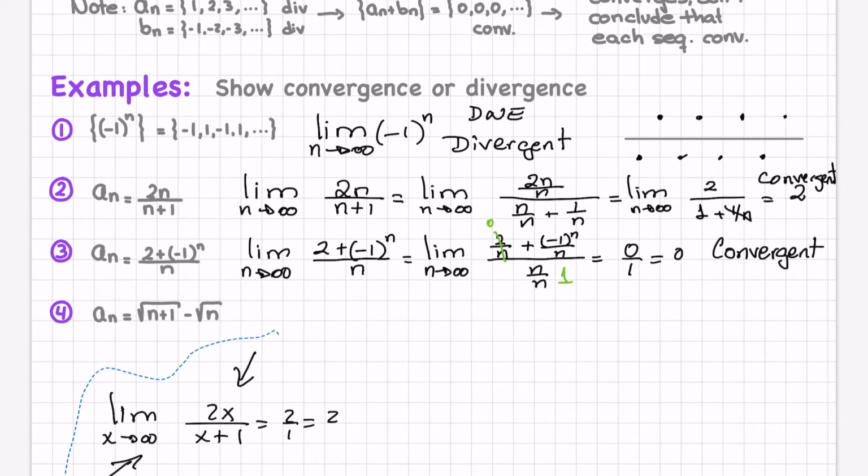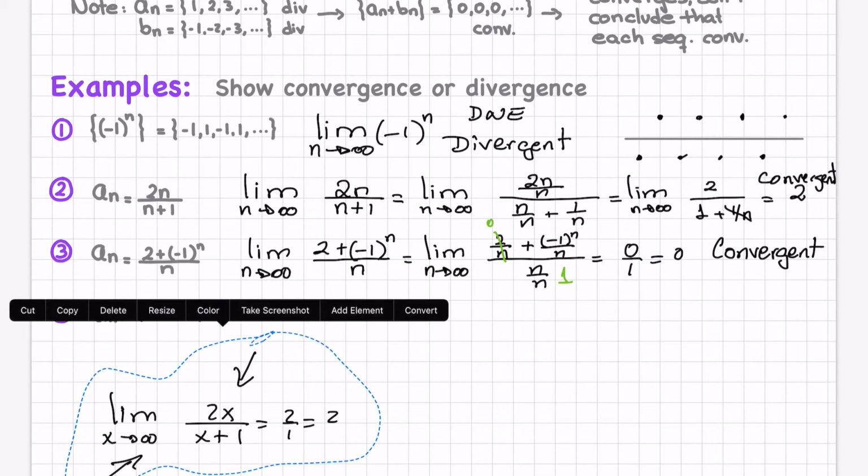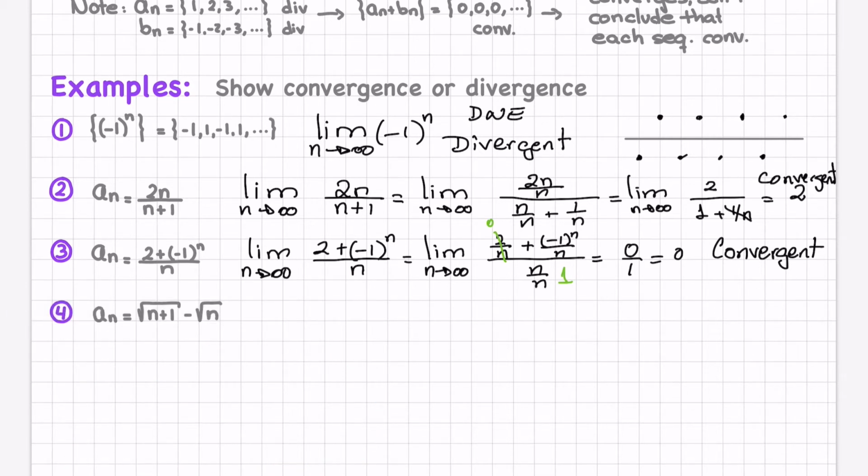So again, this is like a practice of limits. Go back and review your limits if you're lost at this time. So how do you find the limit as n approaches infinity of root n plus 1 minus root n? If you remember Calculus 1, this is an indetermination of the form infinity minus infinity. That indetermination, you have to think what to do.